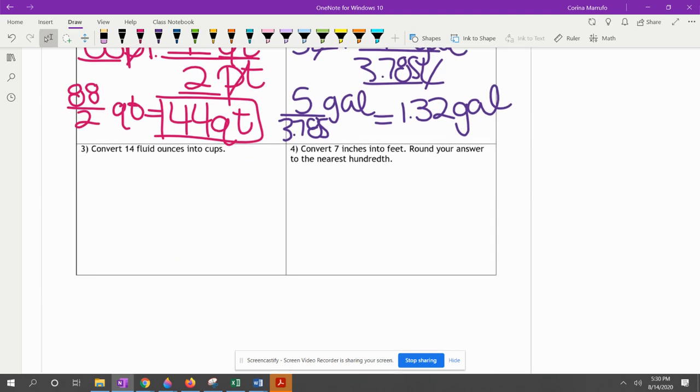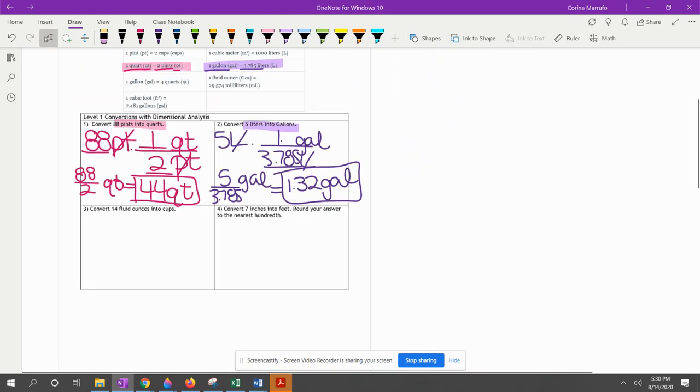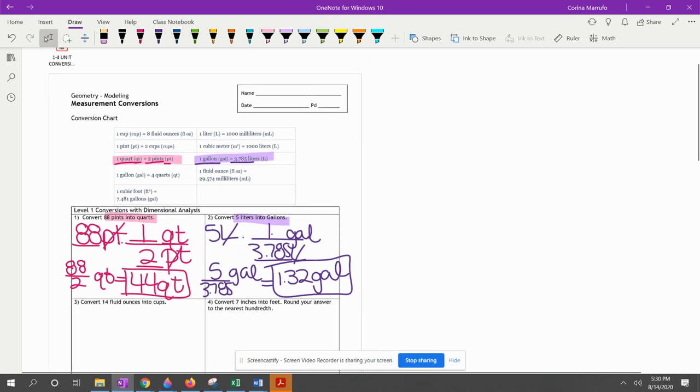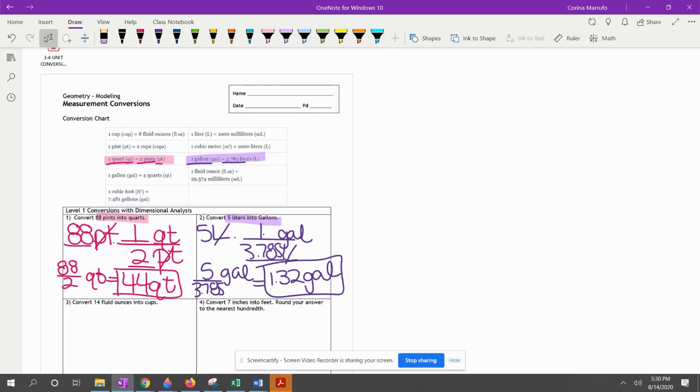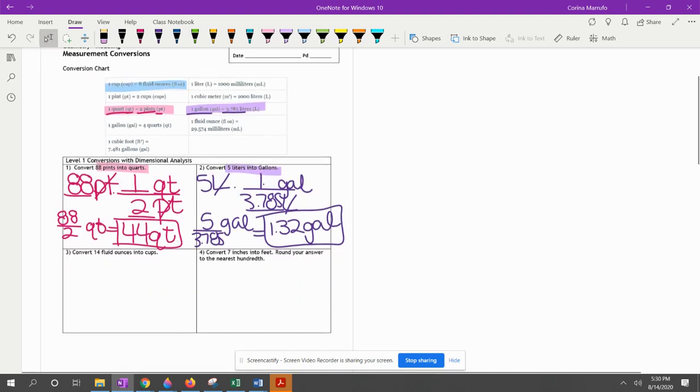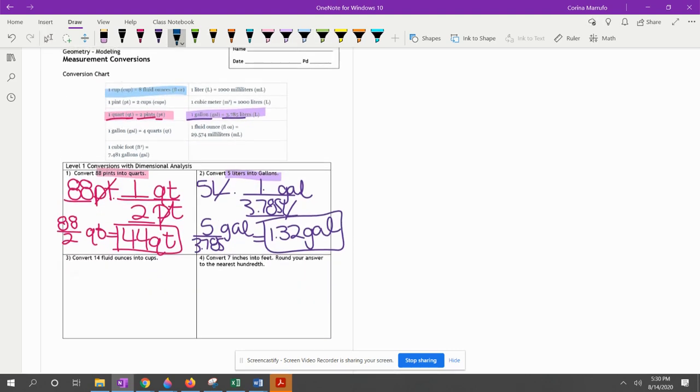It says convert 14 fluid ounces into cups. So I'm going to go ahead and look at my formula chart, and we're looking at fluid ounces and cups. So fluid ounces and cups is up here. 1 cup is 8 fluid ounces. Okay, so I'm going to write down here. We have 14, and the abbreviation for fluid ounces is FLOZ. We want to cancel out the fluid ounces, so that's going to go on the bottom. And then we're trying to change it into cups, so the C is going to go on top.